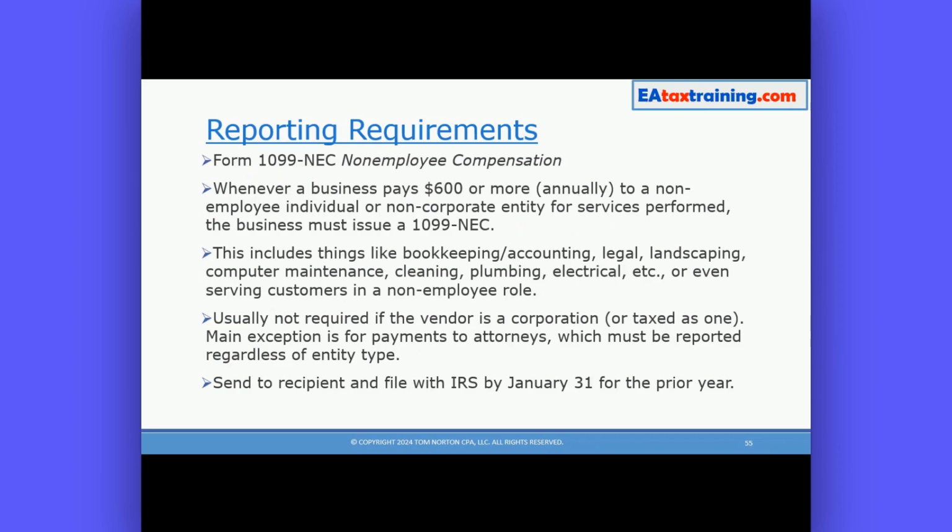So now we will talk about the 1099. There are various types of 1099s. One of the very common ones is a 1099 NEC, or non-employee compensation. So whenever a business pays $600 or more in a year to a non-employee individual or to a non-corporate entity for services performed, then that business must issue a 1099 NEC.